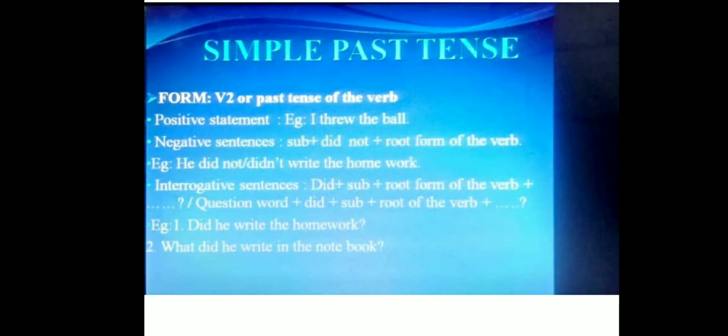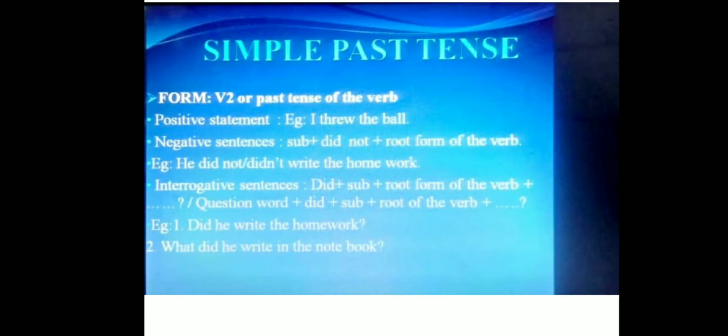As we have discussed before, the present tense is further divided into 4 forms. Similarly, the main tenses, that is present, past and future, are further divided into 4 forms. For past tense, the 4 forms are simple past tense, past continuous tense, past perfect tense, and past perfect continuous tense. So first of all, let's discuss simple past tense.